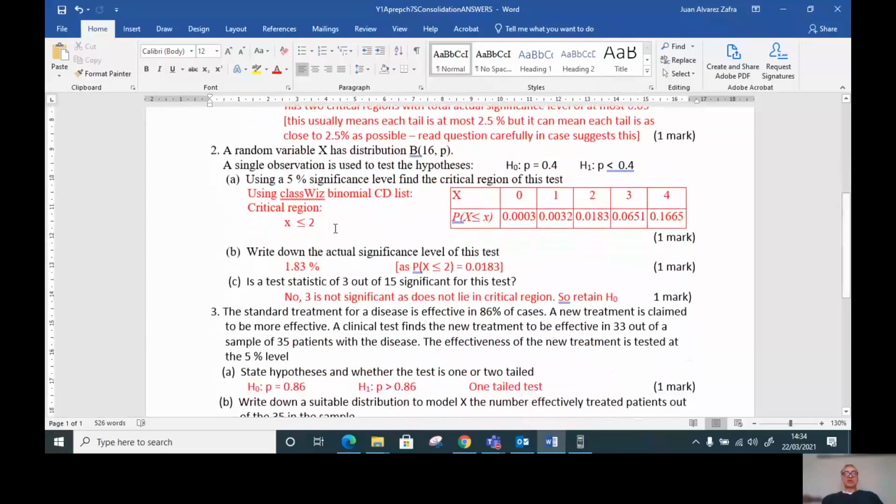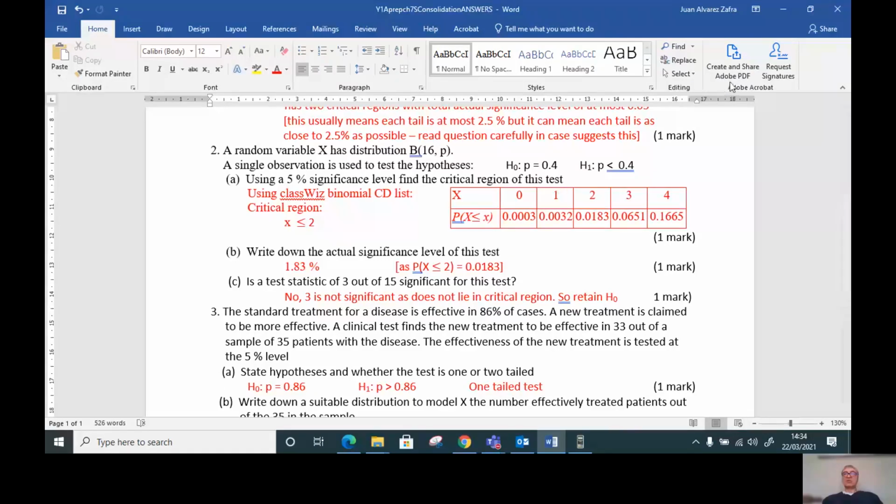Question 2, a random variable has distribution binomial 16, probability p. A single observation is used to test the null hypothesis that p is 0.4 and the alternative hypothesis that p is less than 0.4. You use a 5% significance level to find the critical region of this test.